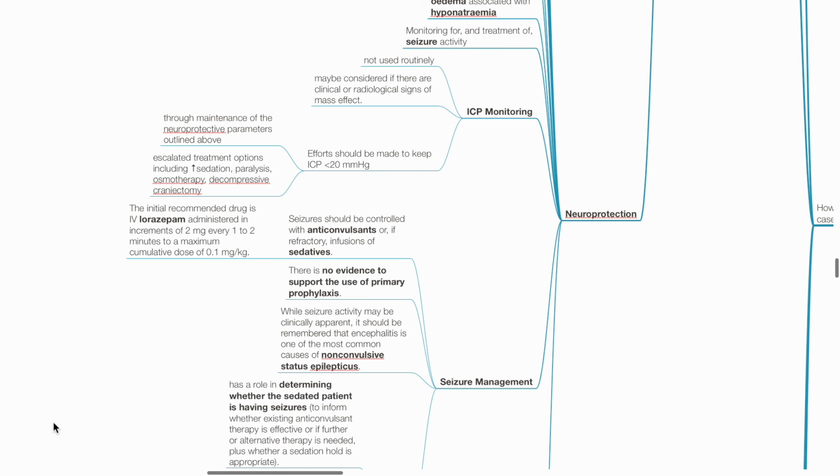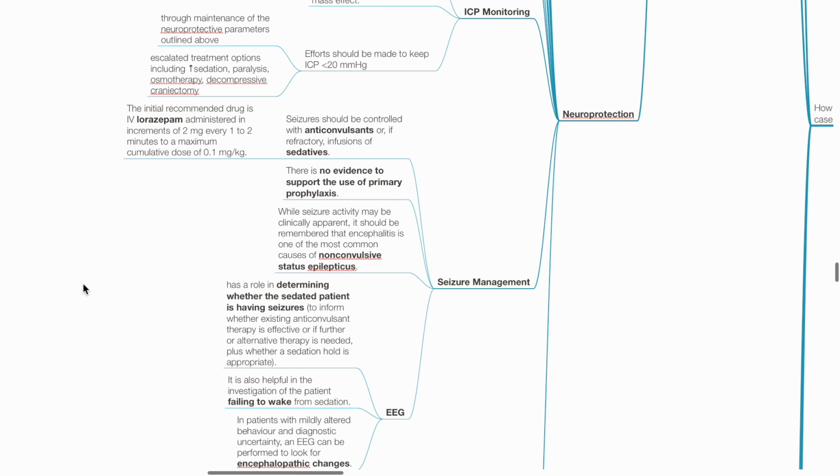Treatment options to reduce ICP include sedation, paralysis, osmotherapy, and decompressive craniectomy. Seizures should be controlled with anticonvulsants, or if refractory, infusions of sedatives. Initial recommended drug is IV lorazepam, 2 mg every 1 to 2 minutes to a maximum cumulative dose of 0.1 mg per kg. There is no evidence to support the use of primary prophylaxis.